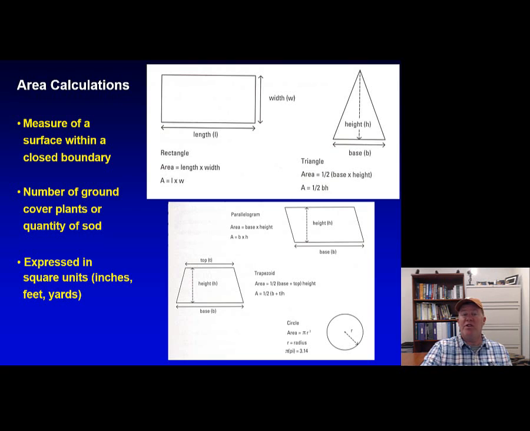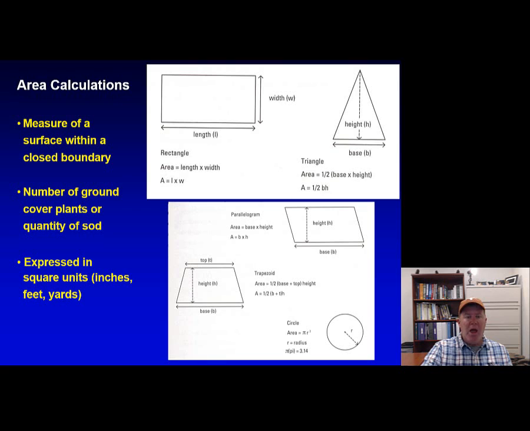Here are our basic geometric shapes. Again, the rectangle, the triangle. The area of the triangle is just 1/2 times the base times the height. Here is your height. Here's your base. So multiply the base times the height, multiply it by 1/2, and that is going to give you the square footage, or area, of the triangle.